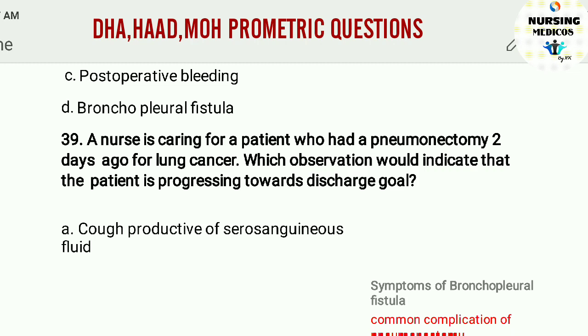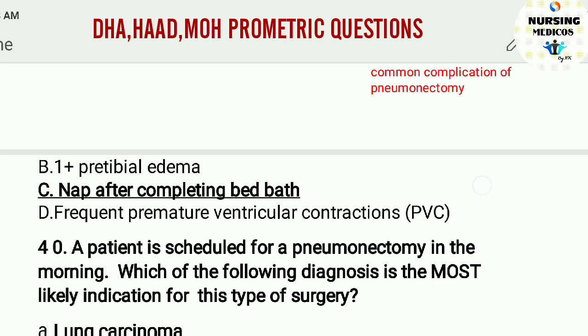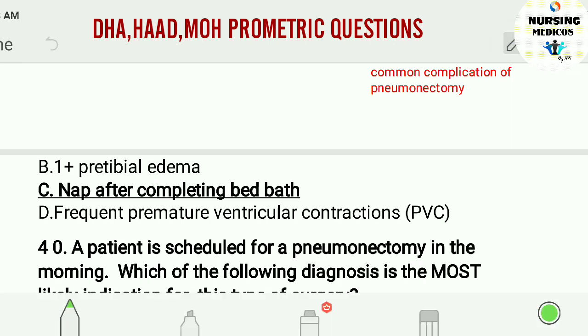Question number 39. A nurse is caring for a patient who had a pneumonectomy 2 days ago for lung cancer. Which observation would indicate that the patient is progressing towards discharge goals? Option A, cough productive of serous fluid. B, +1 edema. C, nap after completing bed bath. And option D is frequent premature ventricular contractions, PVCs. Answer is C is right.